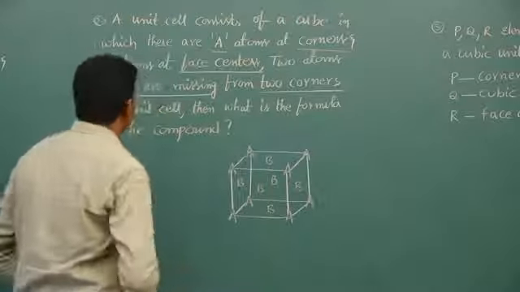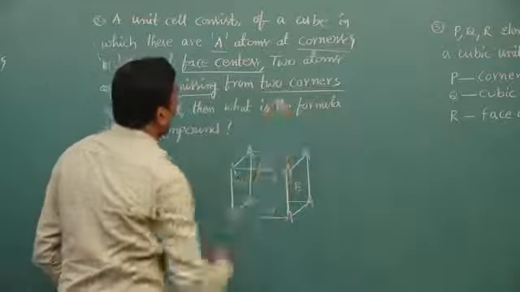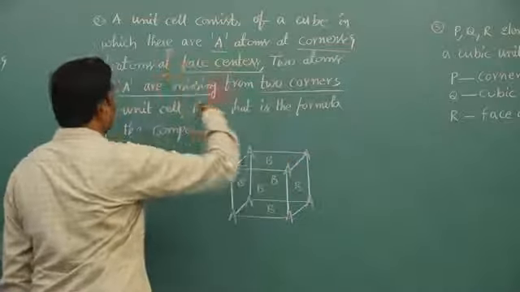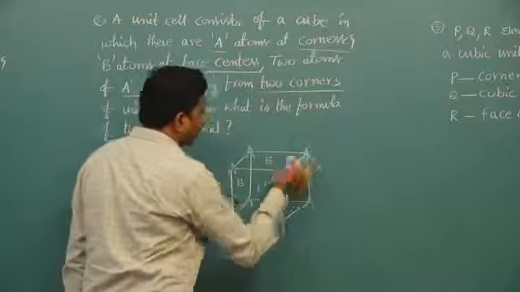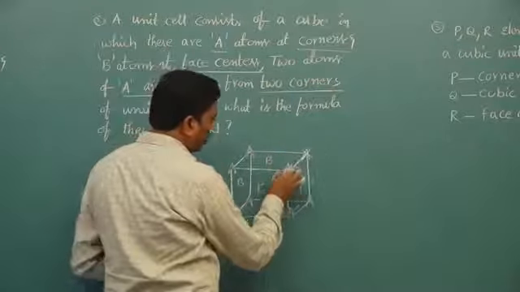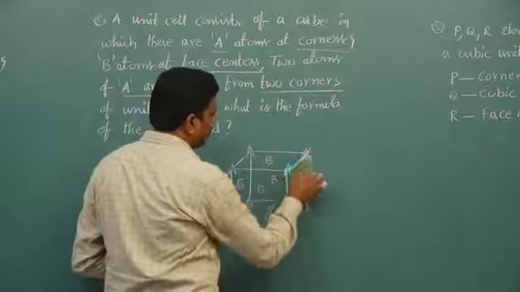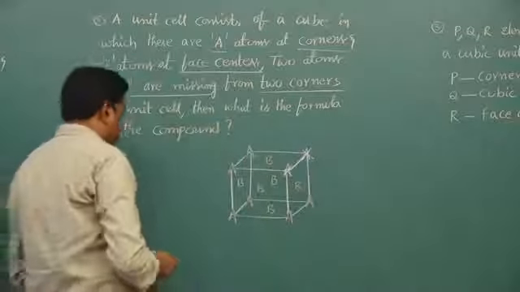Now, in the question they are saying that A are missing from 2 corners, 2 atoms of A are missing at 2 corners. So, remove A's at 2 corners. These are missing. So there is vacancy. These A's are removed. Now what is the formula we need to calculate?